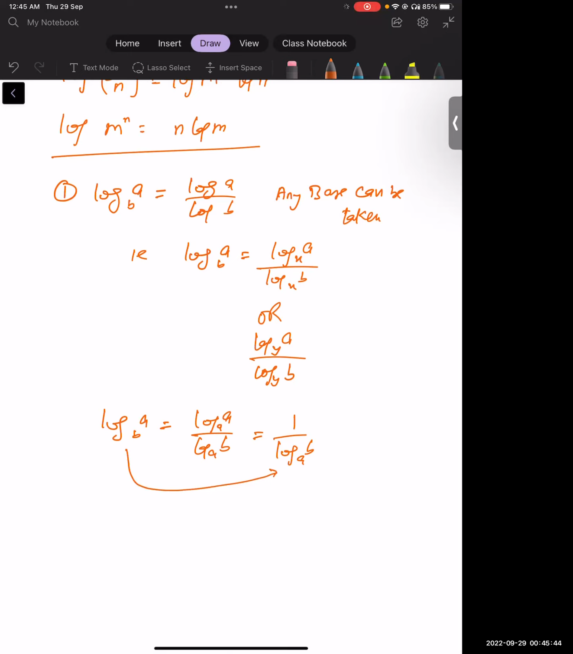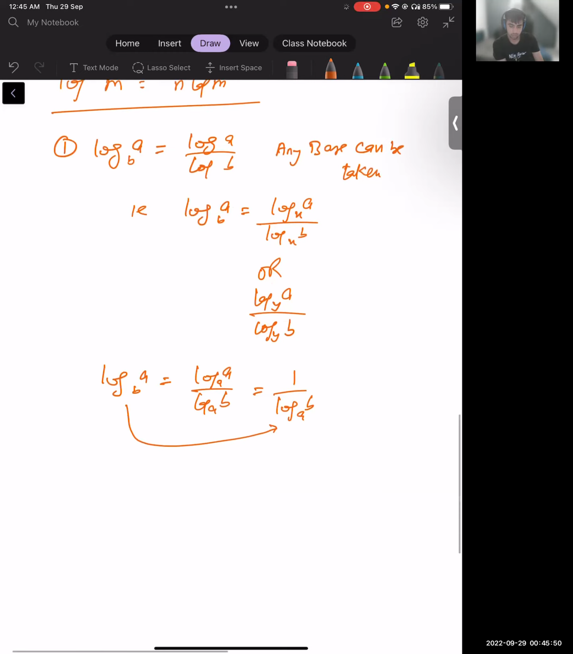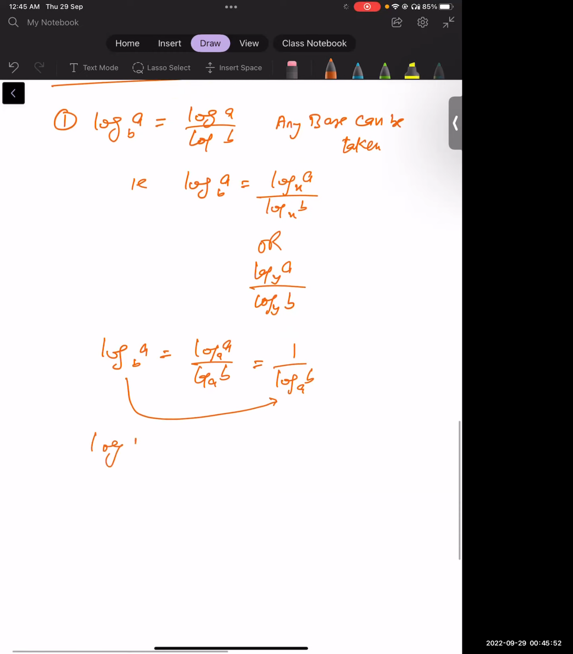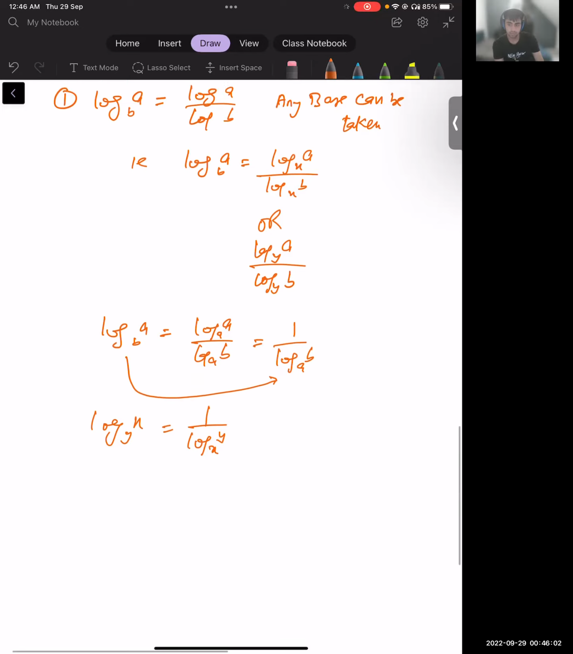So if log a base b is there, and I take it as 1 upon, then the base and the number change their places. Got it? That means if it is given log x to the base y, you can write it as 1 by log y base x.